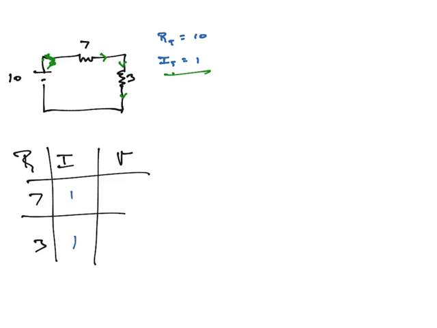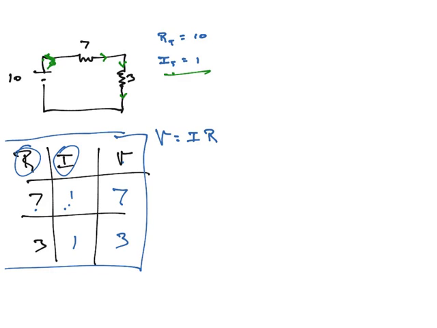All right, that's good. What else can I do? Well, this is the good thing about setting up a table that looks like this. I don't have to worry about anything else. If I have two pieces of a row, the third piece comes for free. Remember, V equals IR. So if I want the V for 7, I take the I of 7 times the R of 7. So 1 times 7 is 7. And again, for the 3, I've got the I and the R, so to get V, I take 1 times 3, which is 3. And now I'm done. There's my answer.